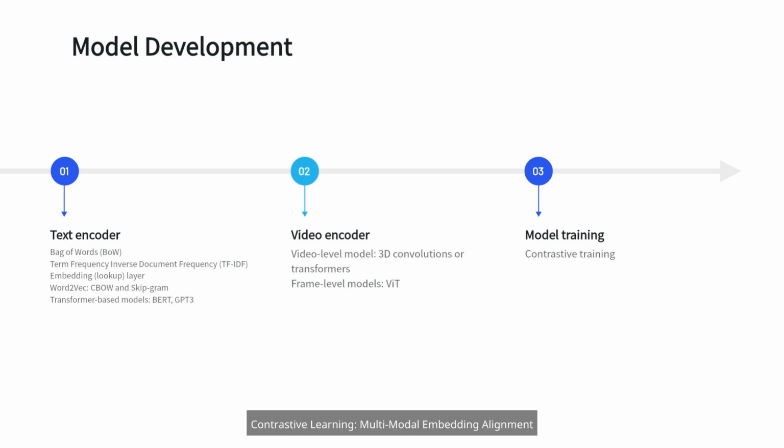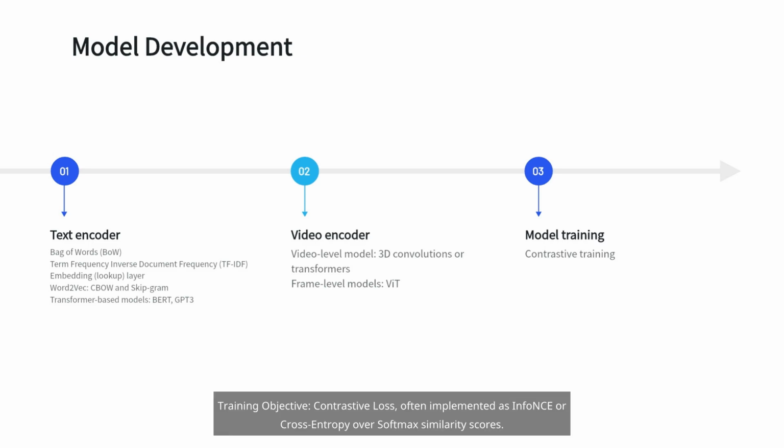Contrastive learning, multimodal embedding alignment. The goal is to align text and video representations in a shared latent space such that relevant pairs are close and irrelevant ones are distant. Training objective, contrastive loss, often implemented as InfoNCE or cross-entropy over softmax similarity scores.